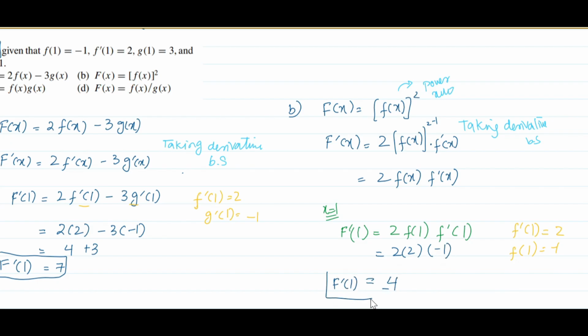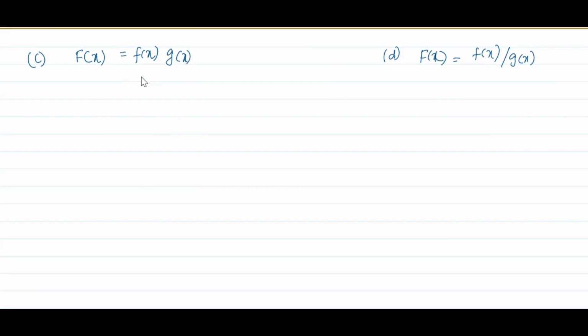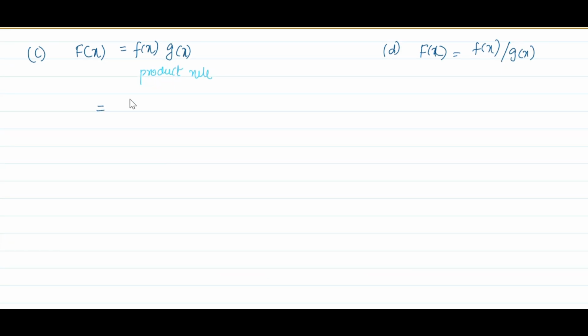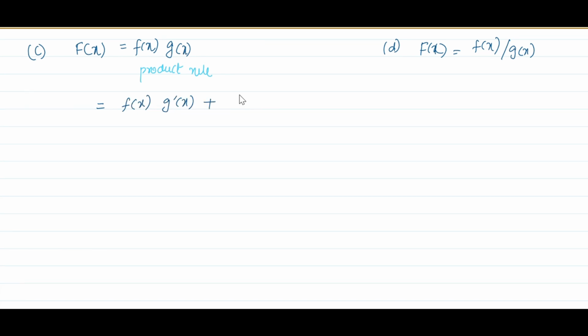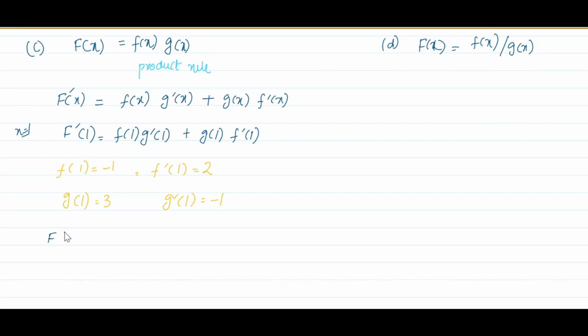This is your answer. Now in the C part, you can see that the functions are multiplying. We use the product rule, and according to the product rule, first function as it is and derivative of second function, so it will be g dash of x, plus second function as it is and derivative of first function, which is f dash of x. And now plug x is equal to 1. And plugging the values, you will have f dash of 1 equals 1 plus 6, that is equal to 7.